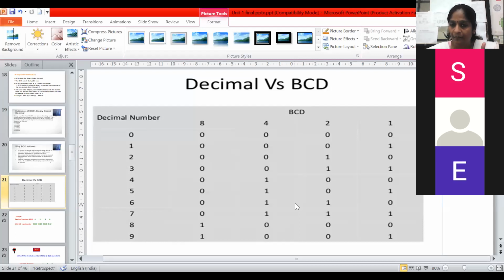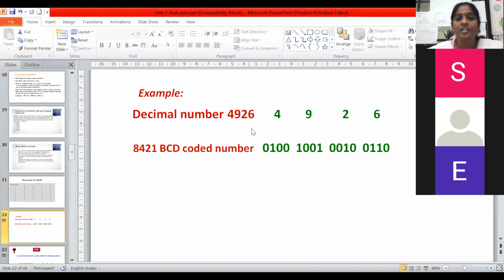Every digit has its own weightage, so it is called a weighted code. Okay. Now I will explain. A decimal number is given to you, 4926. Write down the 8421 BCD coded number. This is what you are asked. This is very simple. Write the binary of 4, write that of 9, write that of 2 and write that of 6.